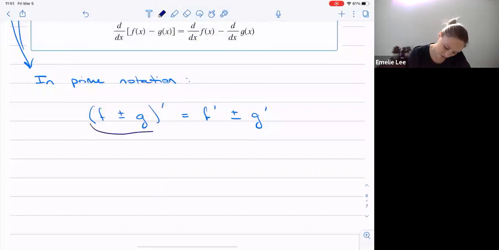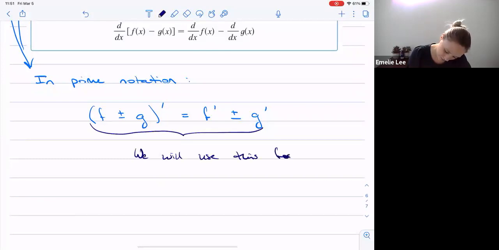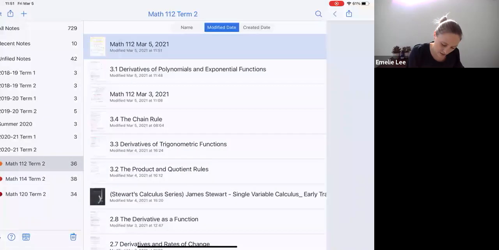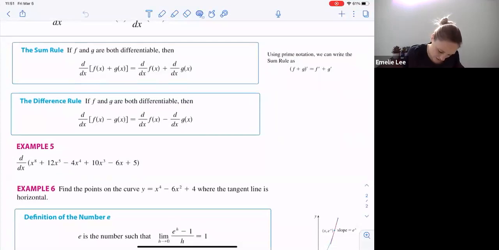So the derivative just translates inside, essentially. Okay, so we will use this for polynomials. As long as we're adding or subtracting functions, I can just take the derivatives as I move along, and then I have the derivative, right? So let's do an example.